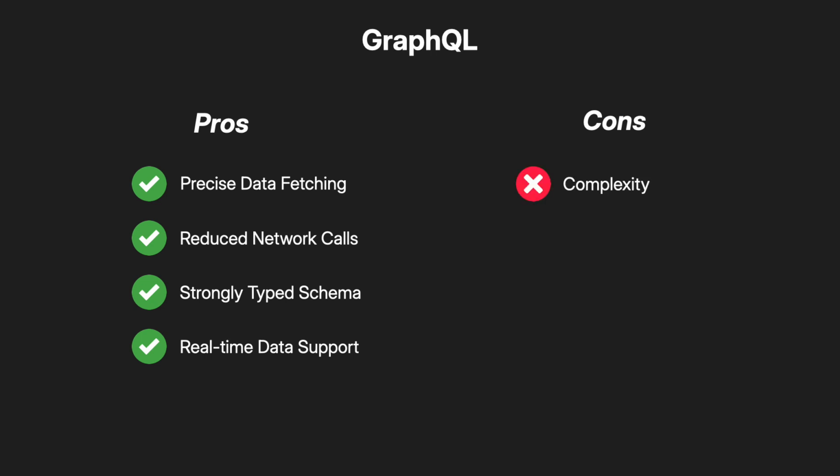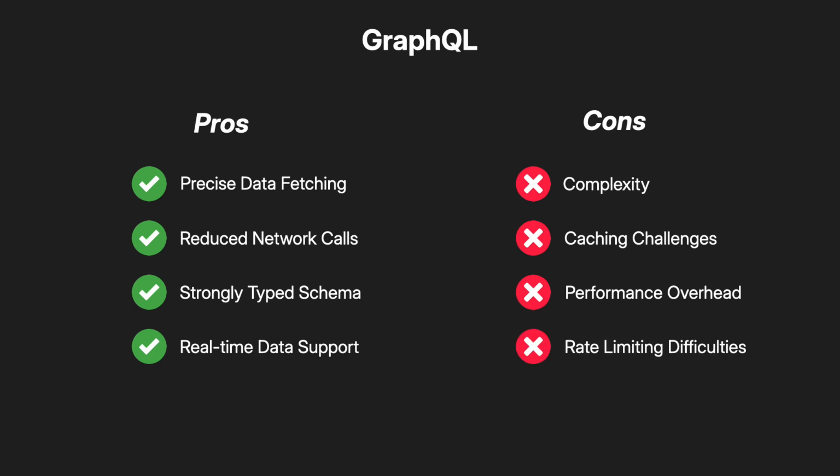Complexity. GraphQL has a steeper learning curve and requires more setup. Caching challenges. Standard HTTP caching can't be used effectively. Performance overhead. Parsing and resolving queries can add overhead. Rate limiting difficulties. It's harder to implement rate limiting due to a single endpoint.